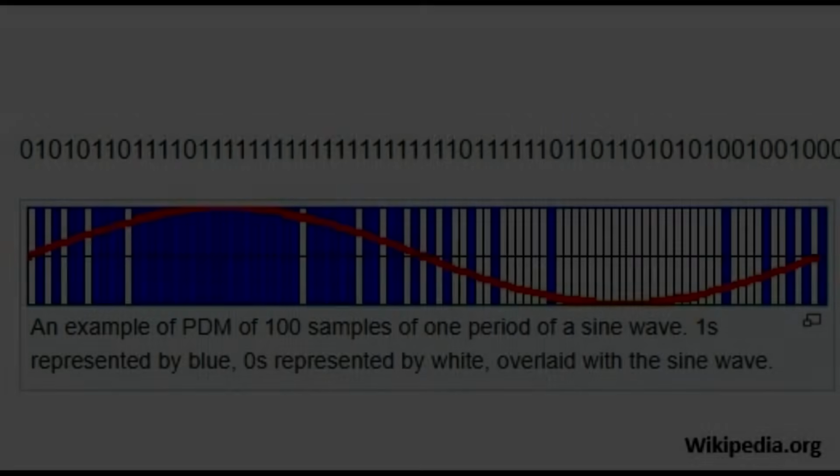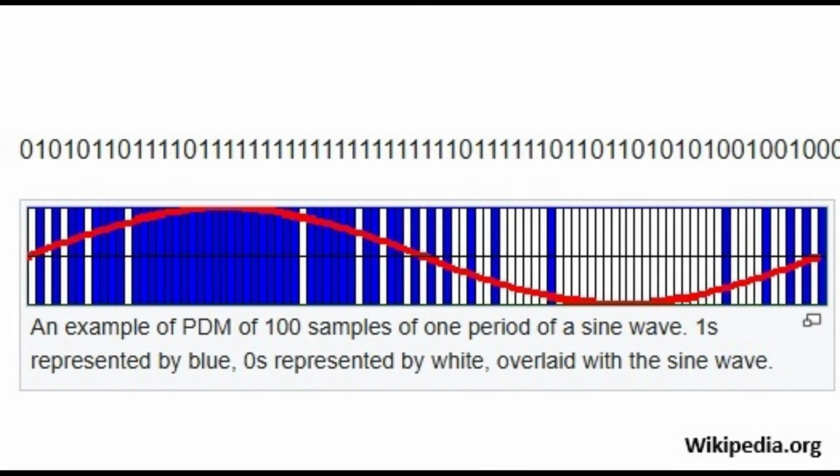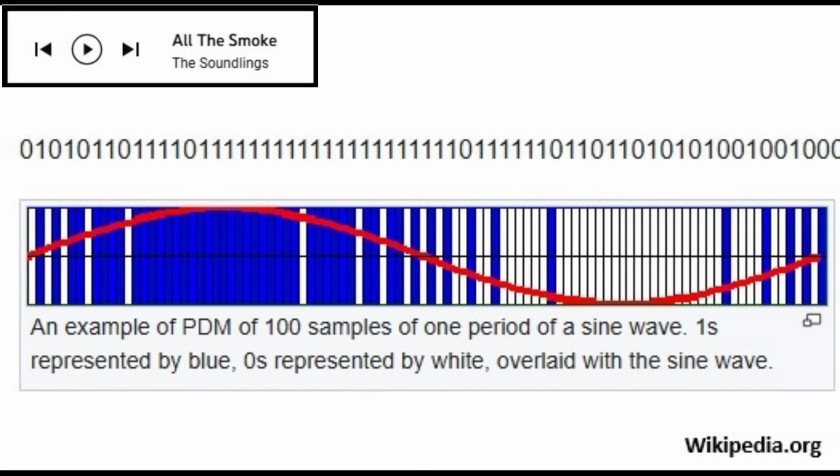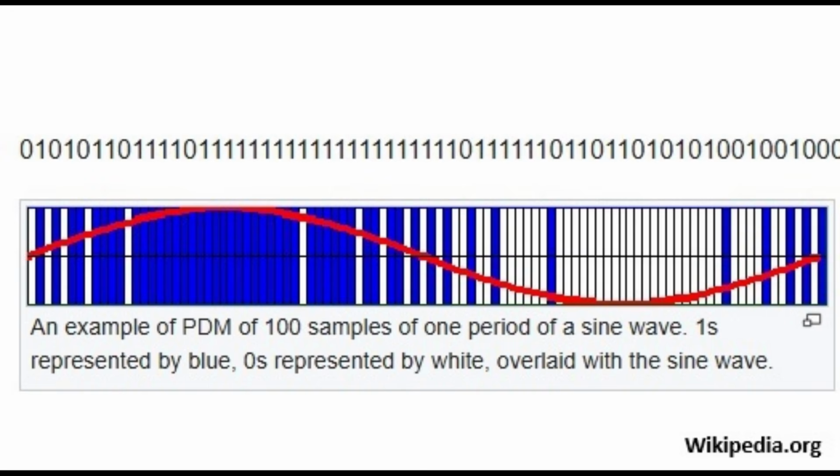So, how can we make it sound better? There is a way to produce high quality sound without an external DAC. All you will need is 2 resistors and 2 capacitors, but you will need an external amplifier. The answer is PDM, or pulse density modulation.